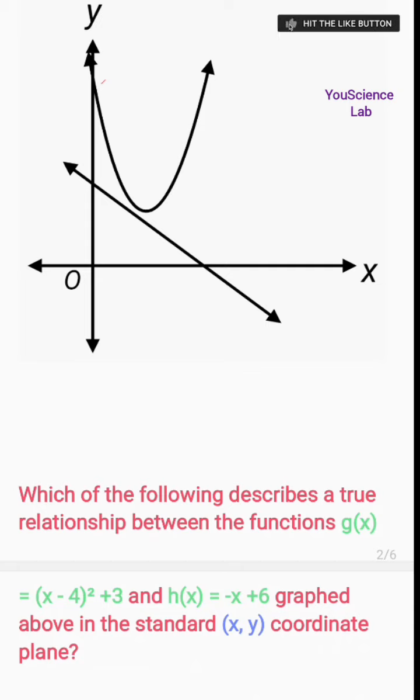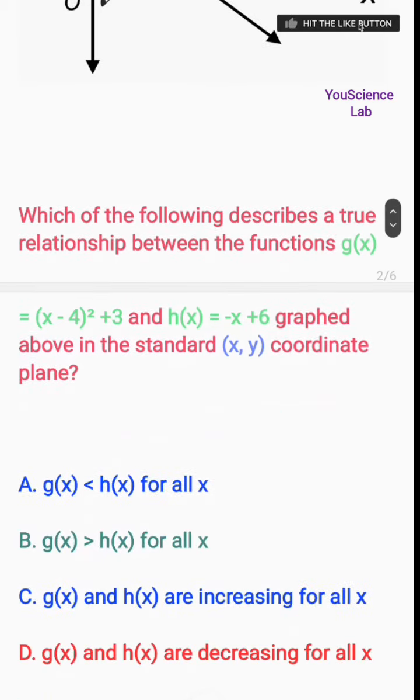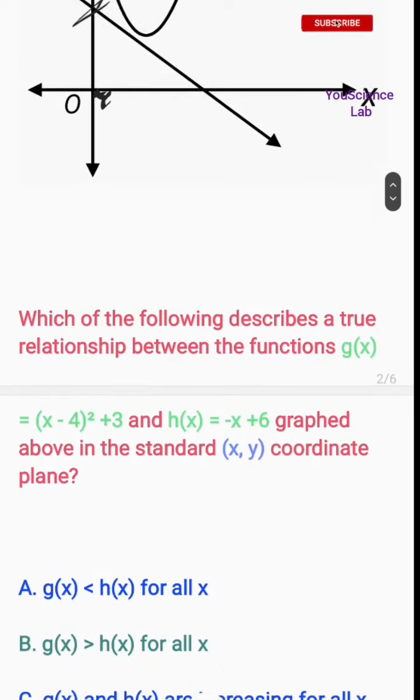Now look at this point. When x is 0, you can see that h of x is at this point and g of x is at this point. So g of x is higher. So for option A, g of x can never be lower than h of x for all values of x. Again, we can also check for B.